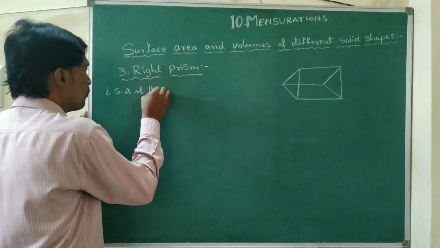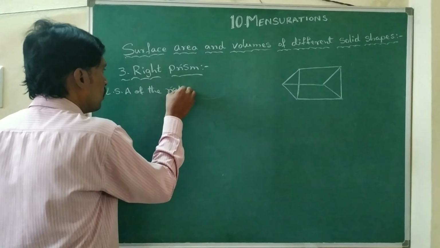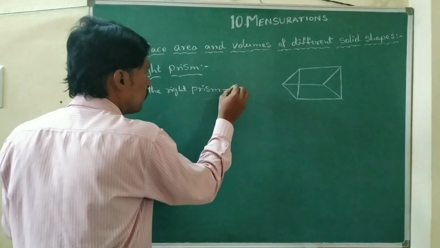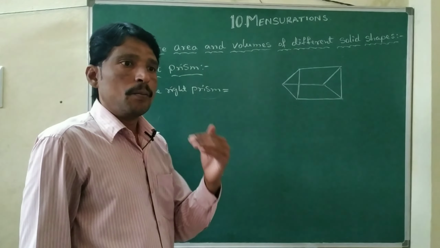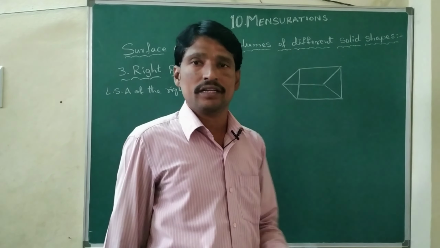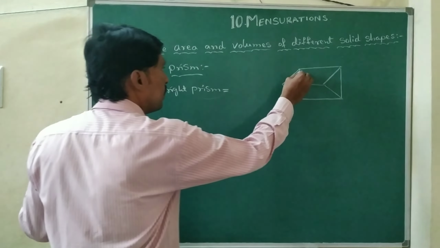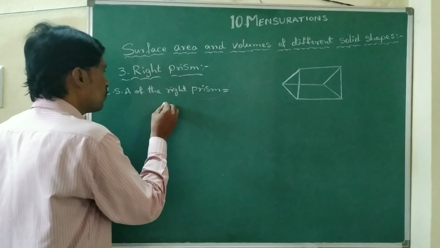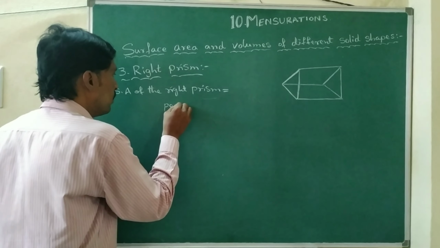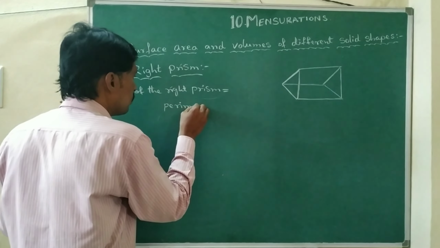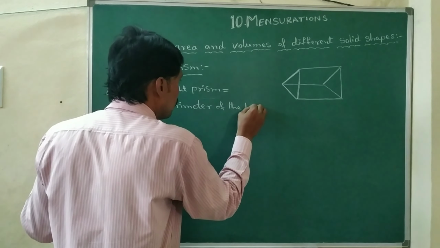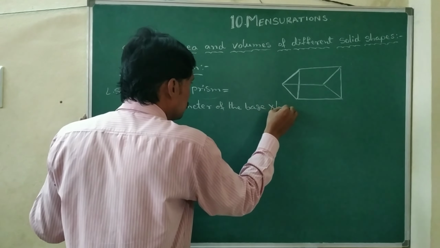LSA of the right prism. So what is the LSA of the right prism? Perimeter of the base into height. Here the perimeter of the base means we have to take this triangular shape. So LSA equals perimeter of the base into height.